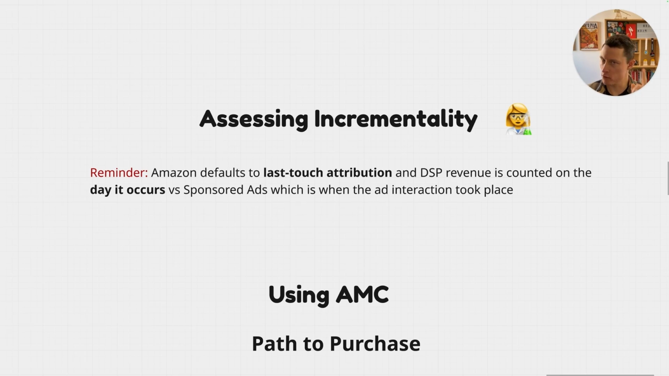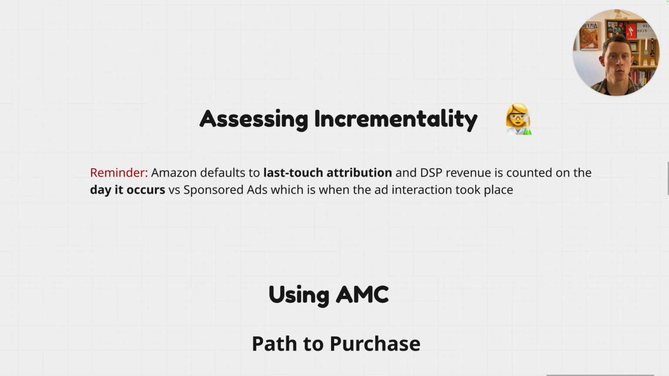I'll start off with a quick reminder though, which is that Amazon advertising by default is last touch attribution. So whatever ad was the last one to touch the shopper before they made the purchase is the one that gets credit. And click always takes priority over view. So if an ad is clicked, that one will get priority instead of one that was just simply viewed. And another important reminder is that revenue through Amazon DSP is counted on the day that it occurs. So if someone makes a purchase, that is the day when it shows up as revenue and is attributed to a DSP order or line item.